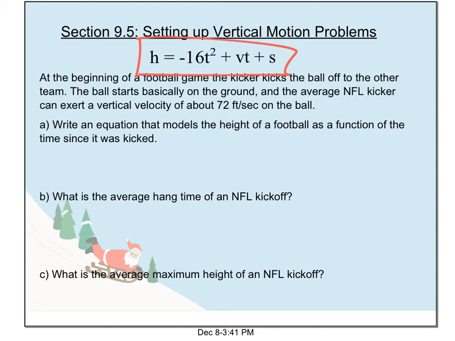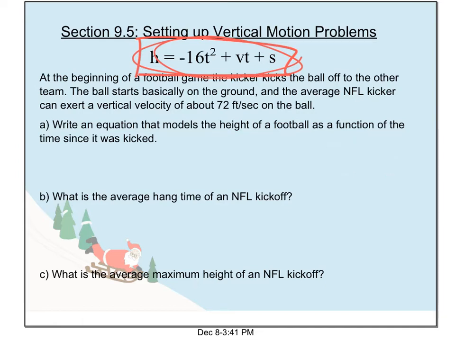So again, this is a vertical motion problem, because we're kicking the ball in the air, and then it can't keep itself in the air, so its path is going to be modeled with this equation. It starts on the ground, gets kicked in the air, and then comes back down to the ground again. So the first thing we're going to do is write an equation that models this situation given the information we have.